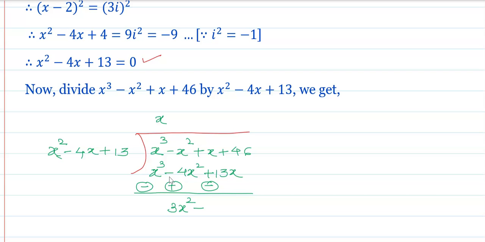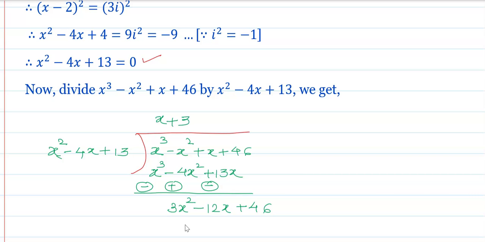Okay. 12x. Okay. Plus x minus 13x, you will get minus 12x plus 46. Again consider the first term. Again the first term is the 3x square. Therefore we have to multiply this x square by plus 3, then you will get 3x square.